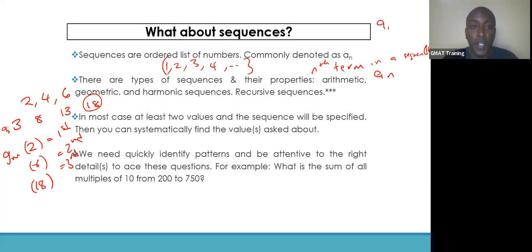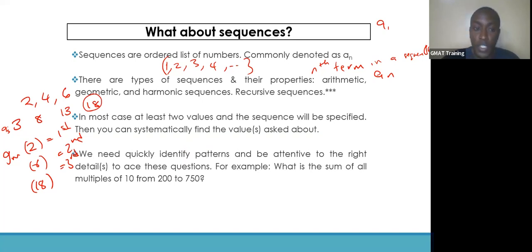If not, the GMAT will give you at least 2 values and the sequence will be specified, and then you can systematically find the values asked about in the question. And this will be using the logical reasoning from the title of the video, right? Now, I'll also need to identify quick patterns and be attentive to the right details to answer these questions.